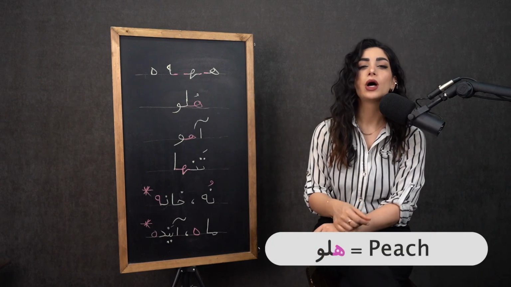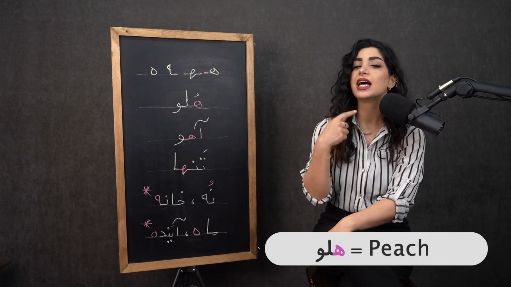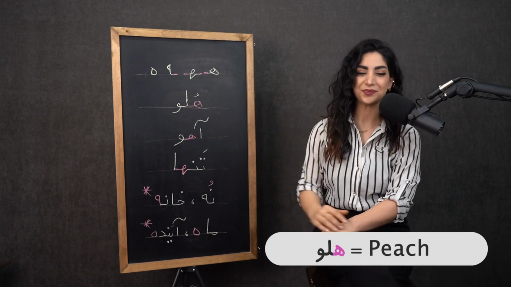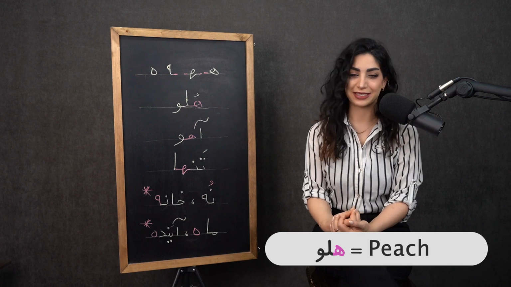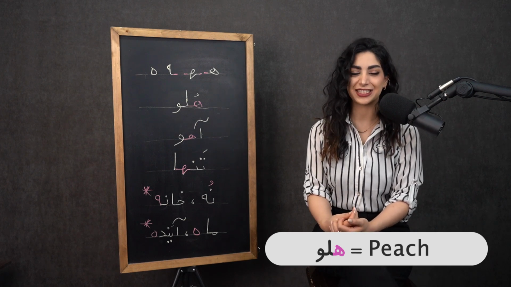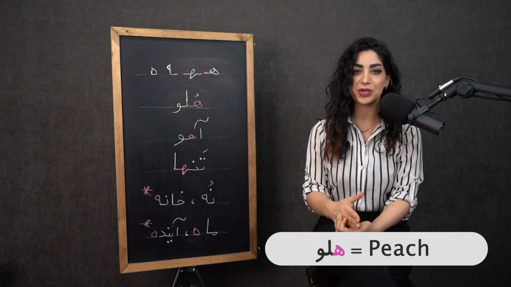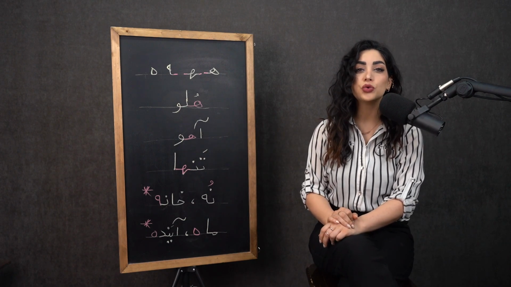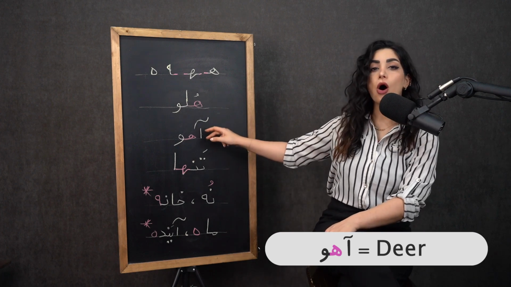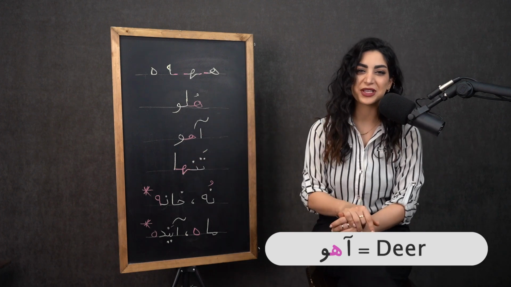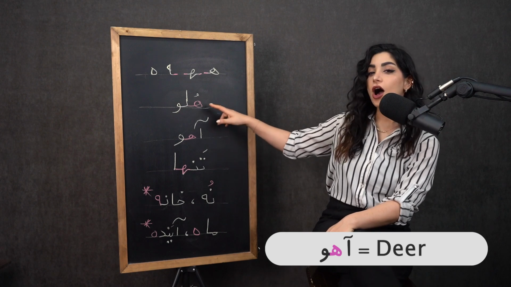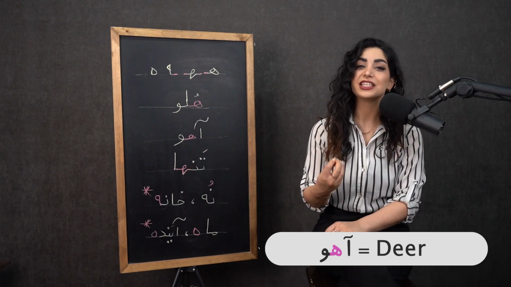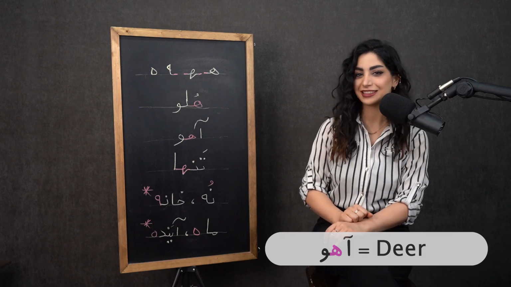Holu. Holu is the same as peach in English. Holu, peach. This one, ahu. Pay attention, you can read them yourself. Ahu. Ahu is the same as deer in English.